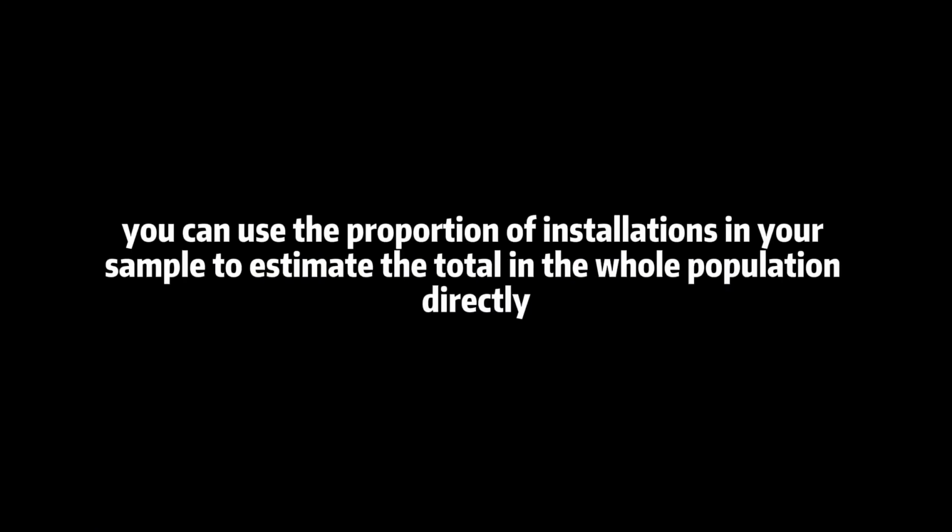So in the ad installation example, sampling with replacement means the same user could get picked multiple times, but sampling without replacement means each user is only counted once. Exactly. And the way you sample affects how you estimate that total number of installations. If you sample with replacement, you can use the proportion of installations in your sample to estimate the total in the whole population directly. But if you sample without replacement, you need to adjust for the fact that the group of potential users shrinks as you go. Right. The way we sample has a direct impact on how we extrapolate from the sample to the entire population.